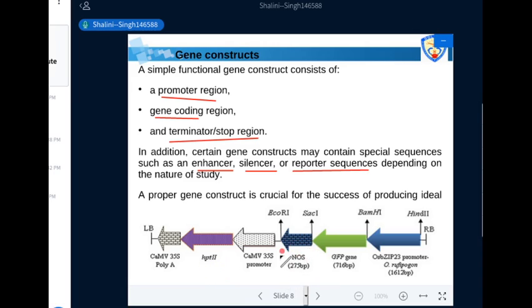This is the terminator sequence. This is the gene of interest. Here it is shown the GFP gene that encodes for green fluorescent protein. And these are several sites for restriction enzymes to cut.